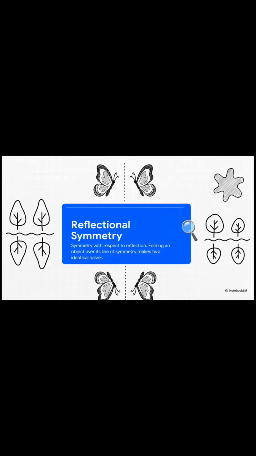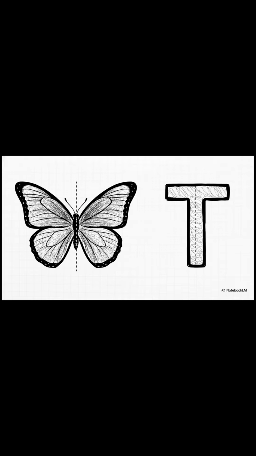Let's break down the three basic types of symmetry. First up is reflectional symmetry. You know, the classic mirror image stuff we all learned about. And you see it everywhere, right? From a butterfly's wings to the letter T, it's all the same principle.